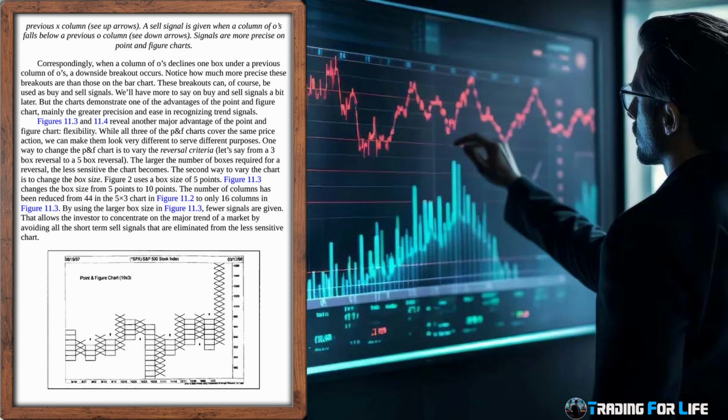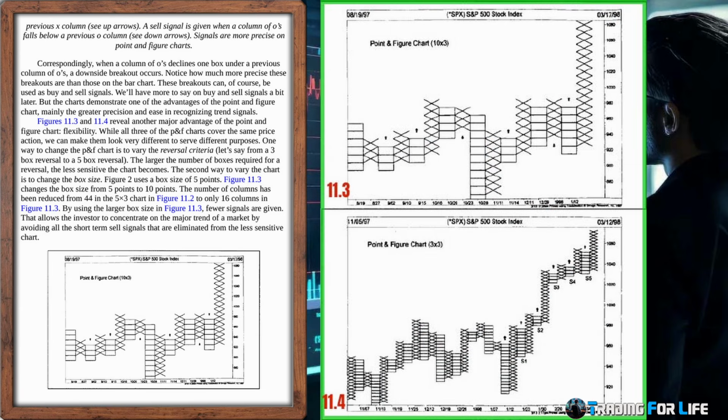But the charts demonstrate one of the advantages of the point and figure chart, mainly the greater precision and ease in recognizing trend signals. Figures 11.3 and 11.4 reveal another major advantage of the point and figure chart, flexibility. While all 3 of the P&F charts cover the same price action, we can make them look very different to serve different purposes. One way to change the P&F chart is to vary the reversal criteria, let's say from a 3-box reversal to a 5-box reversal.